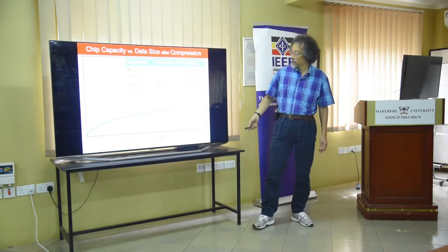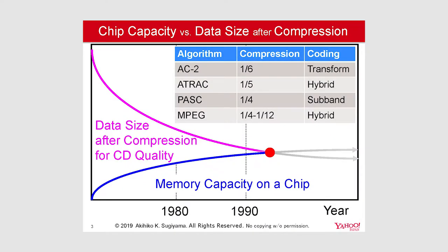So in the blue trajectory, I am showing the memory capacity in a single chip. As time goes on, the size of the memory has become bigger and bigger. So it started somewhere around here. And at the point near here, actually a couple of years after 1990, they met each other. That means the size after data compression was almost equal to the memory capacity on a single chip.